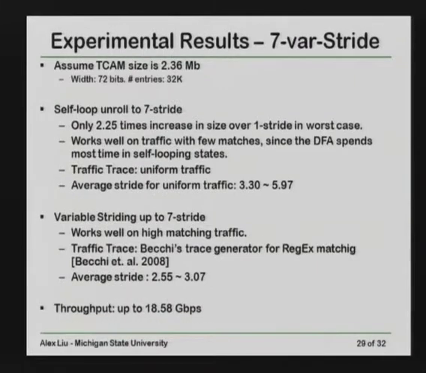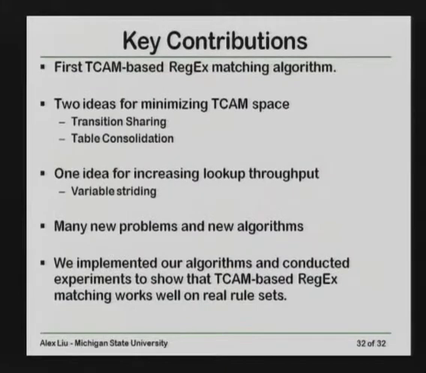And for variable striding, the self-loop unrolling works better for uniform traffic, with traffic with few matches, and the variable striding algorithm will work well with traffic with more matches. I will skip the details here.